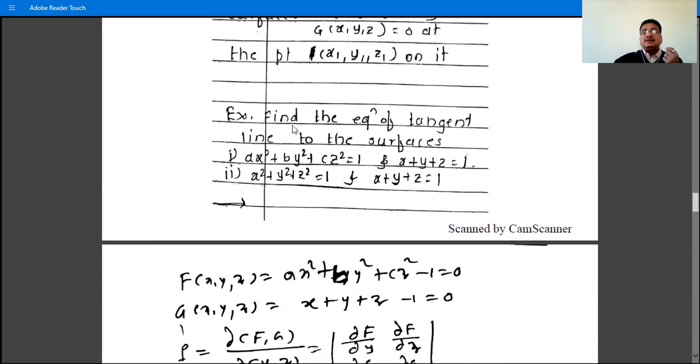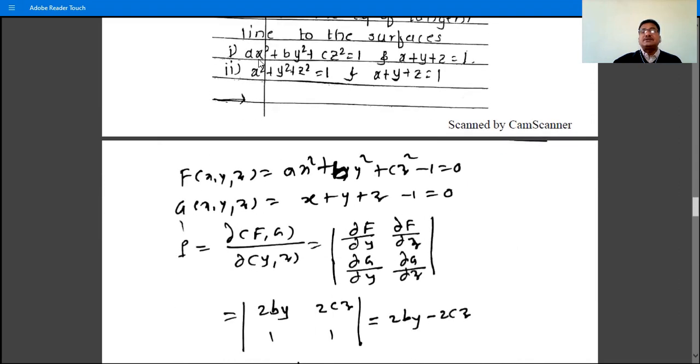So an example on this: find the equation of the tangent line to the curve. These are the two surfaces: ax² + by² + cz² = 1, and the other is x + y + z = 1. So capital F is ax² + by² + cz² - 1 = 0, and capital G is x + y + z - 1 = 0.